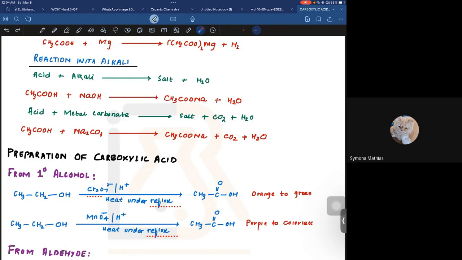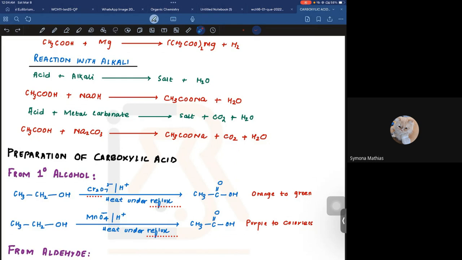There are mainly two types of oxidizing agent. Number one, KMnO4, potassium permanganate. Number two, potassium dichromate, K2Cr2O7. Not only this, for oxidation, we generally add a few drops of acid. The acid you add is going to act as a catalyst.